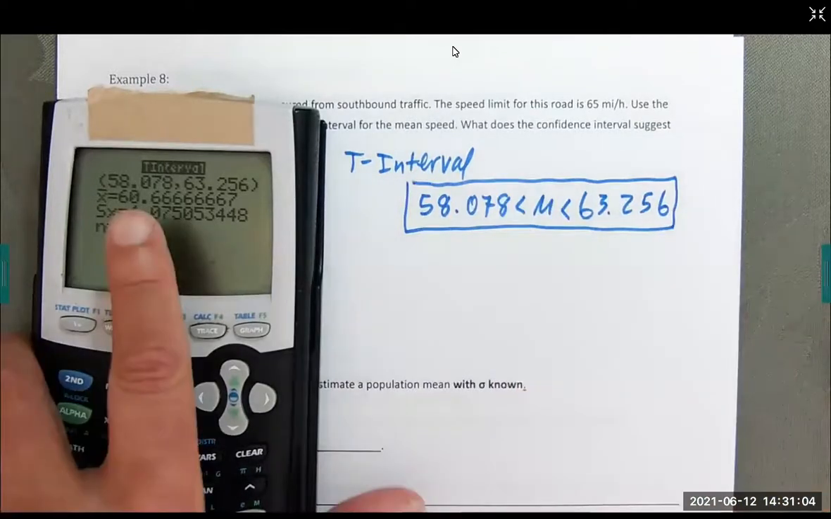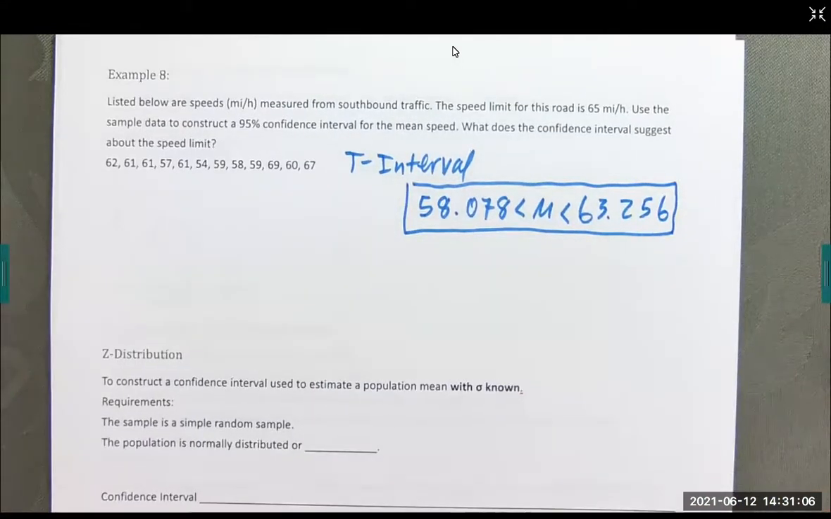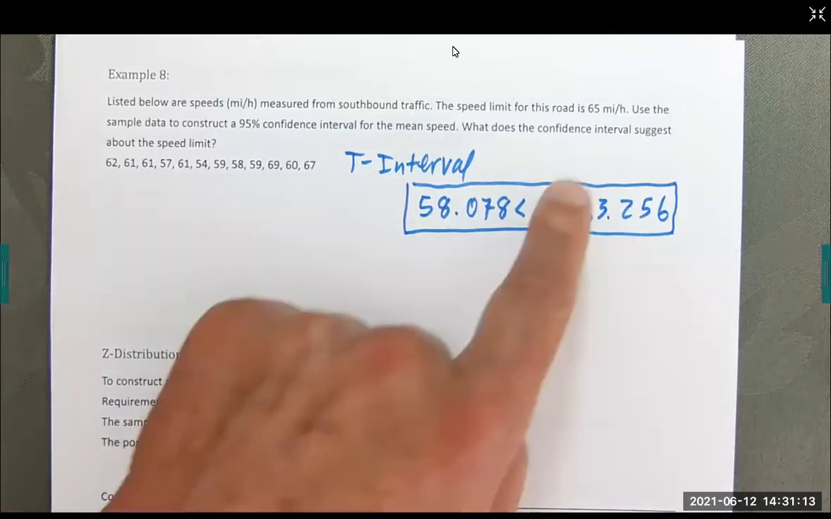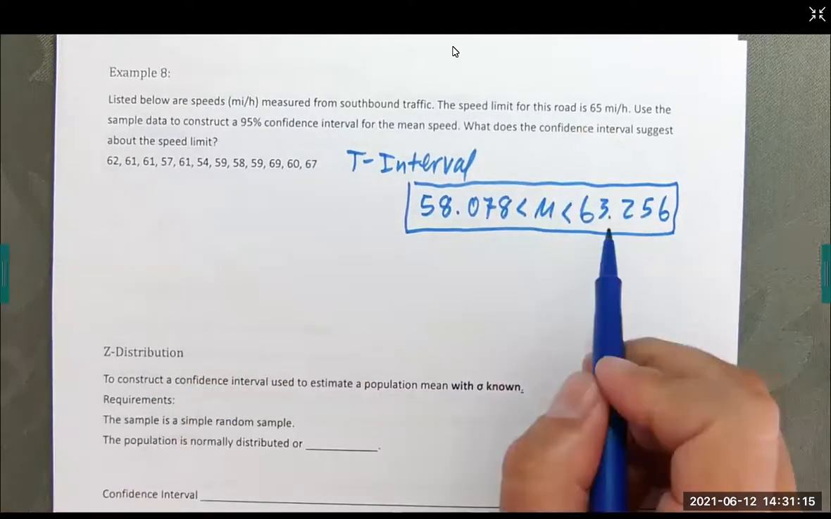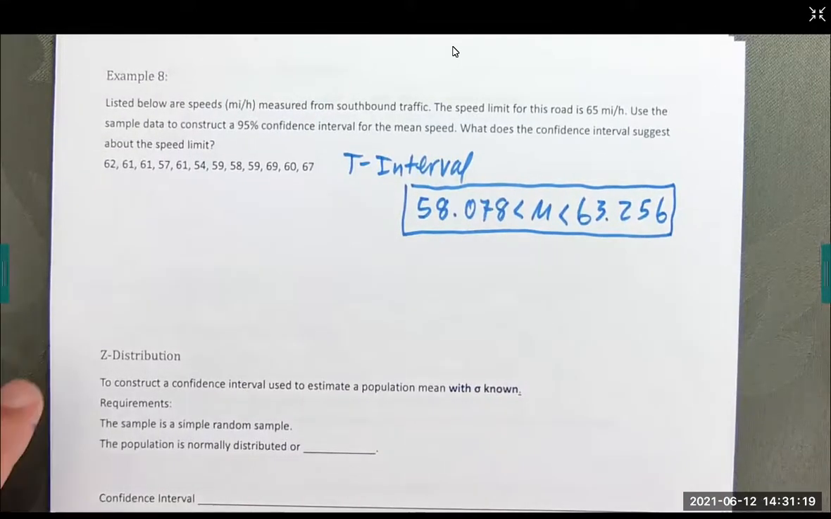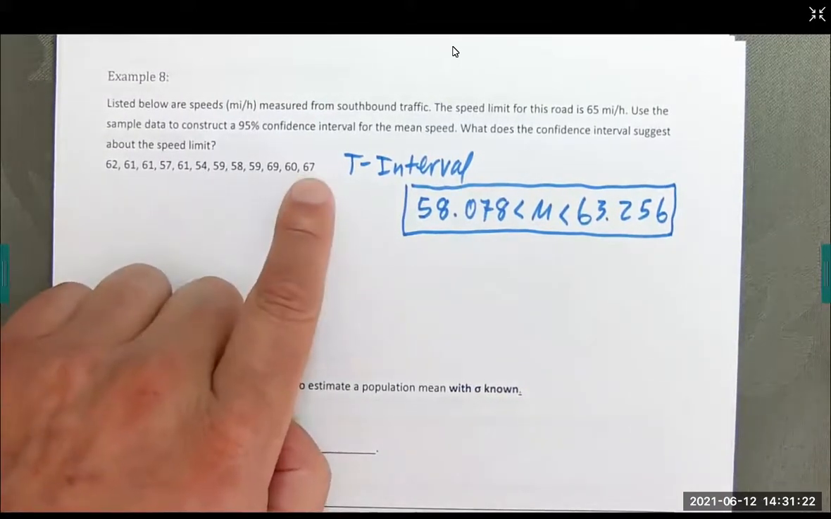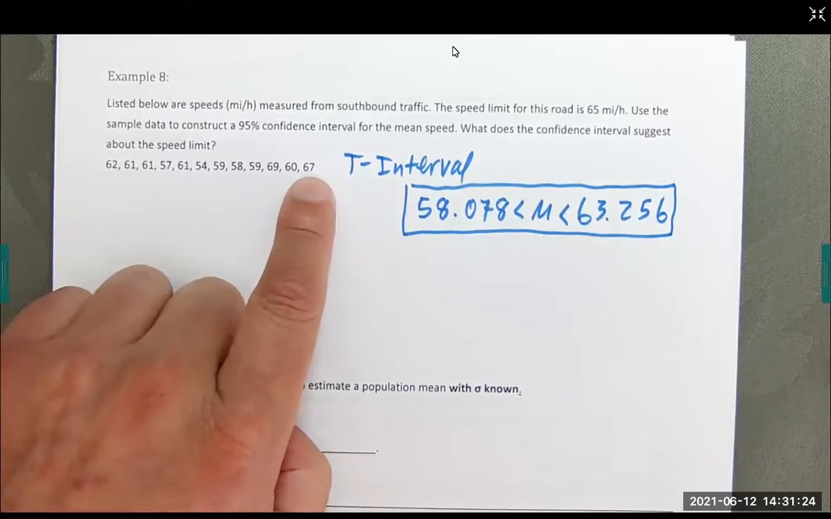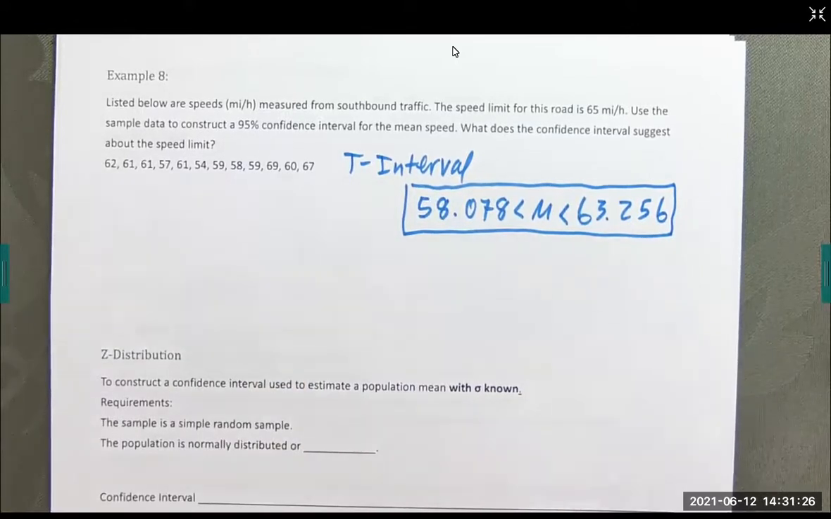Now, as we look at this, the second part says, what does the confidence interval suggest about the speed limit? Well, the speed limit, they say, is 65 miles an hour. Speed limit's not in here. Now, we can see there are some people that exceeded the speed limit. Not very many, actually, in fact, just the one, it looks like. So what does this tell us?